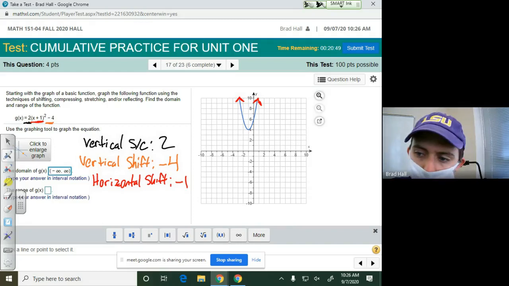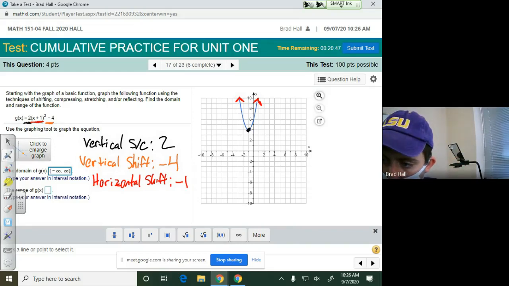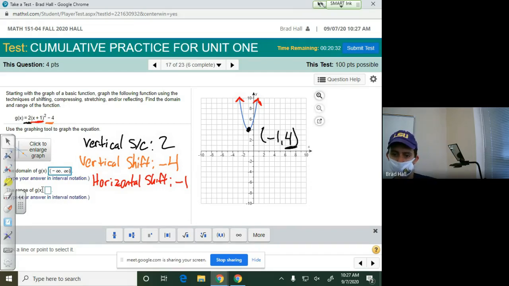Range. The lowest point here seems to be the ordered pair of -1, 4. And since we're looking for the range, it's going to be 4 as our lowest point. Four is included because that vertex is part of the graph. And then we go up forever. So that's +infinity. And we're done.